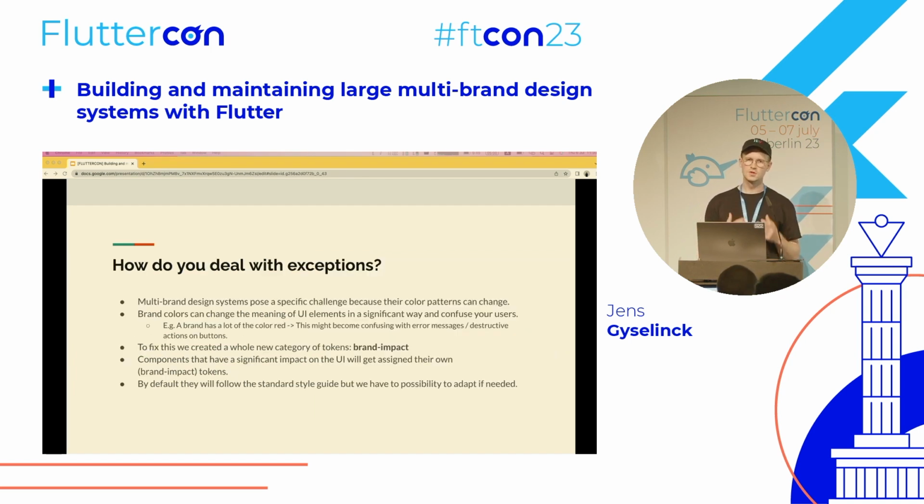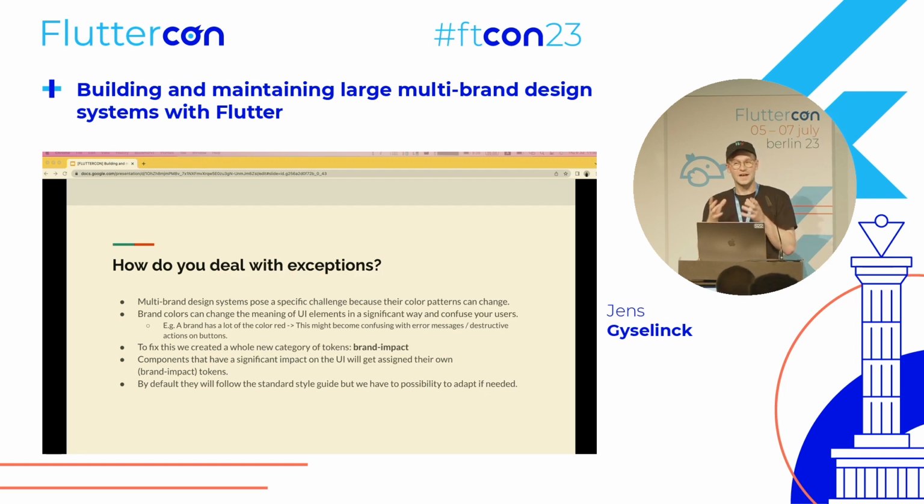So a multi-brand design system poses a specific challenge because their color pattern changes. And what that means is that the brand colors can significantly affect your UI. If, for example, you are a bank and your primary brand color is red, then all of a sudden your buttons might start looking like destructive actions, or your text might start looking like error messages.